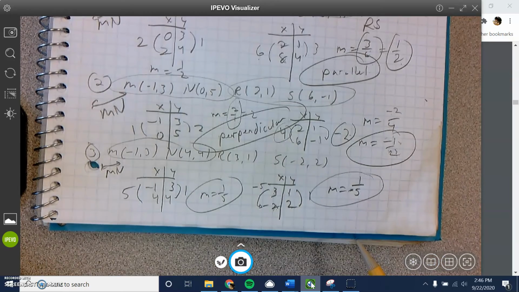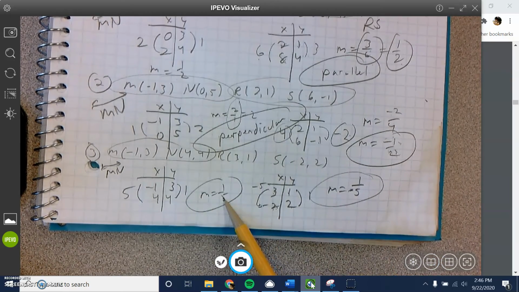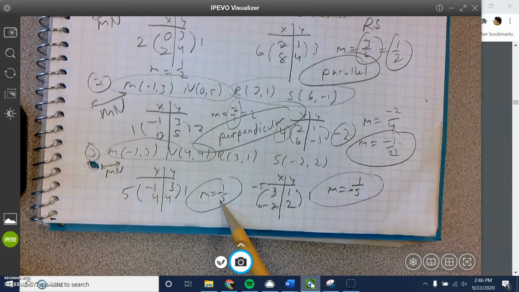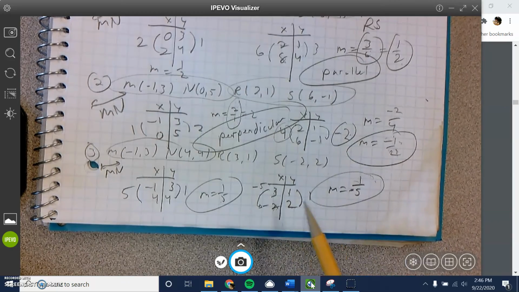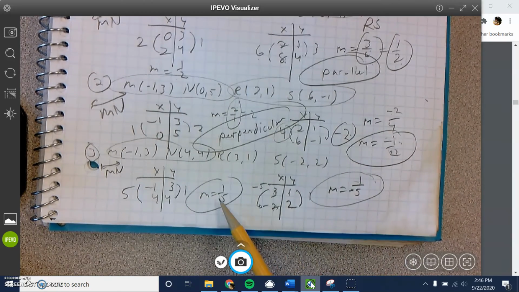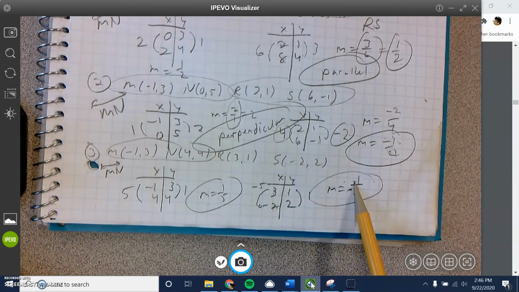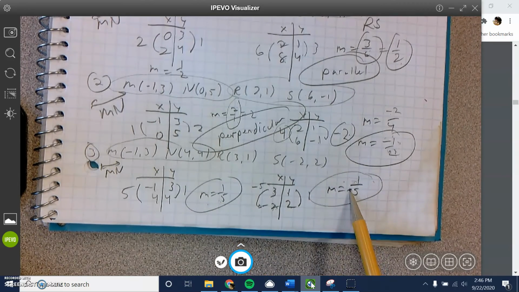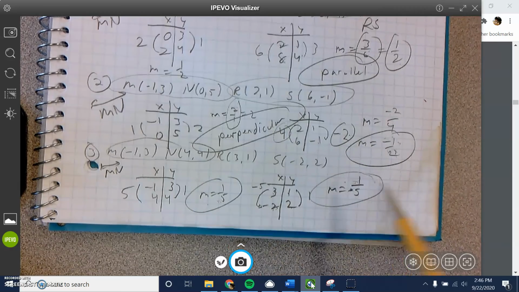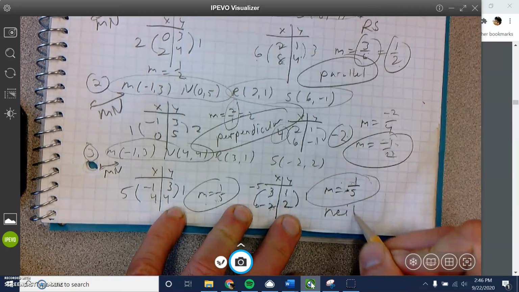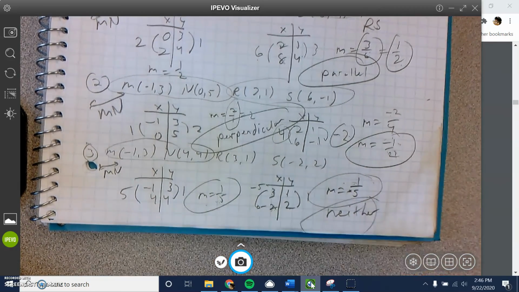All right, now let's take stock of what we got. 1/5 and negative 1/5. So it's opposite, right? It's not the same, so it's not parallel. I can eliminate that. But we have opposite, positive and negative. But is it the reciprocal? No. So it's not parallel and it's not perpendicular. So this is neither. Got it.